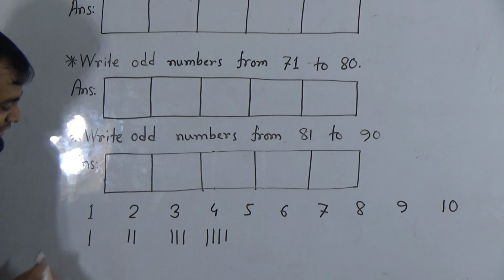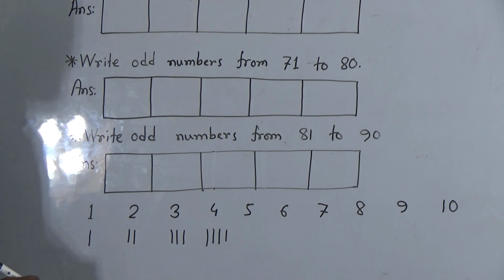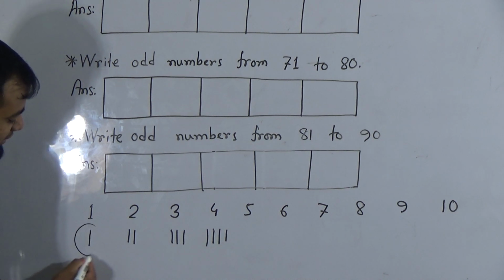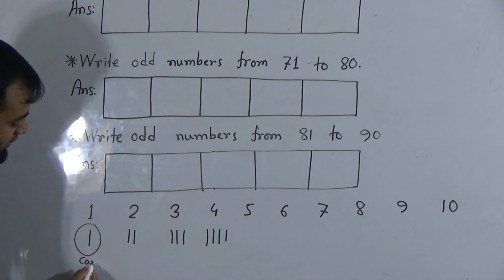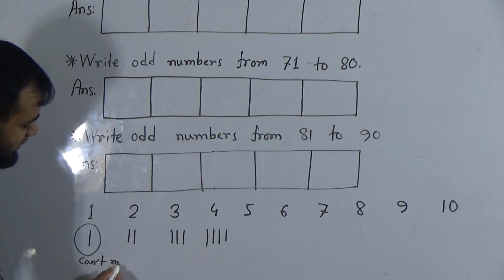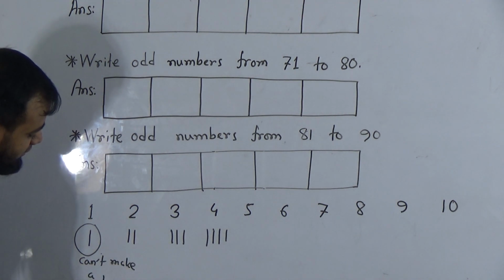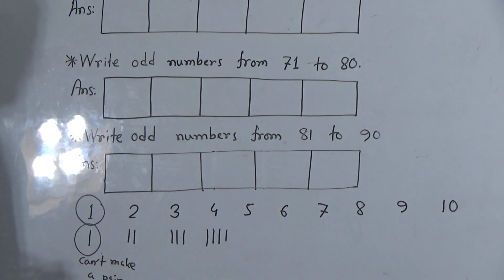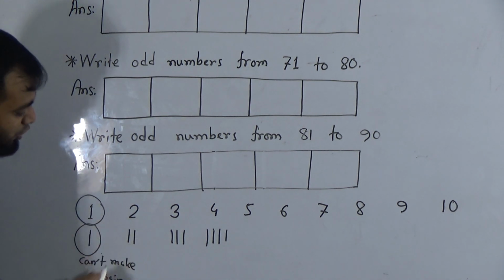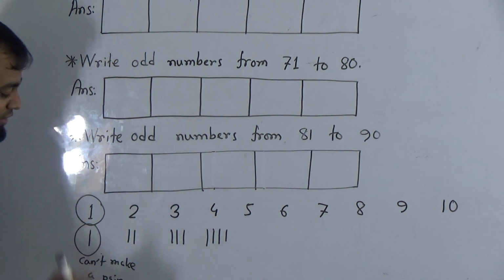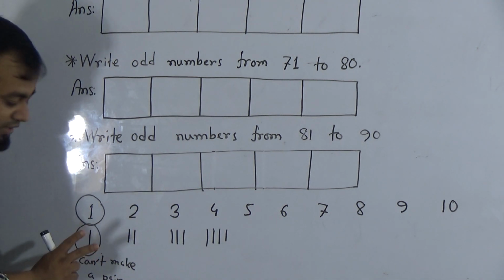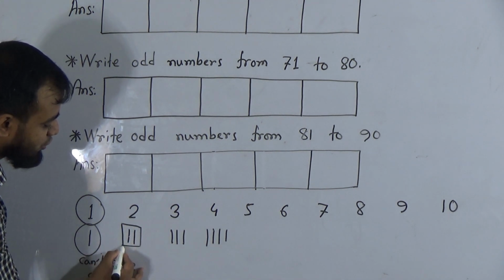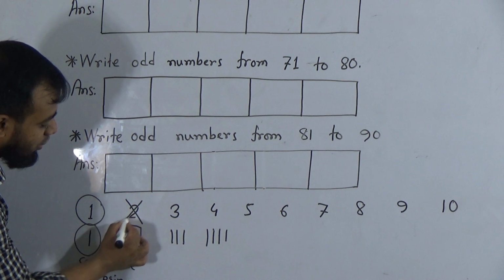Now my dear students, let's see what an odd number is. Only 1 stick can't make a pair, because a pair means how many things? A pair means 2 things. So 1 can't make a pair. That's why 1 is an odd number. But the next number is 2. 2 can make a pair, because a pair means 2 things. That's why 1, 2, it makes a pair. That's why 2 is not an odd number.